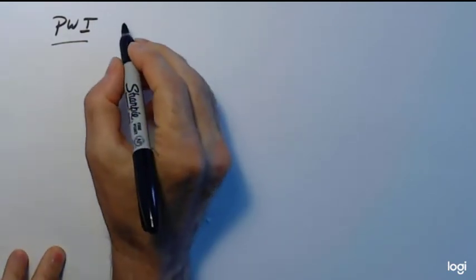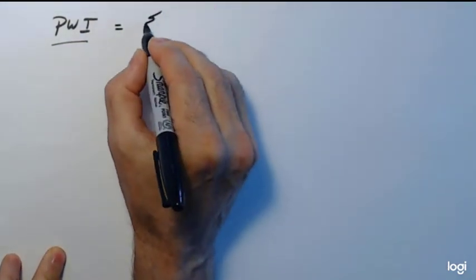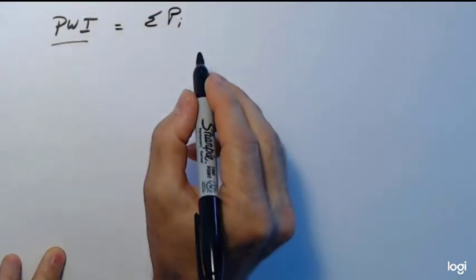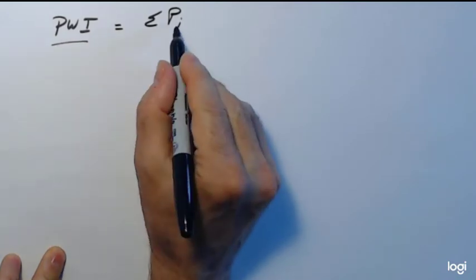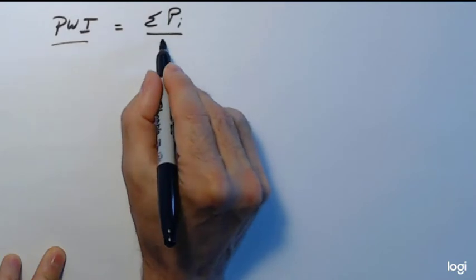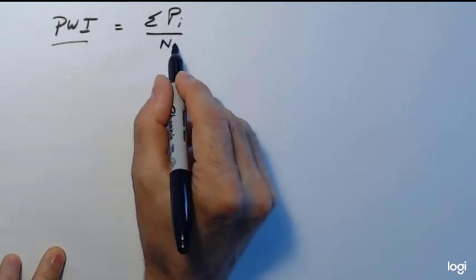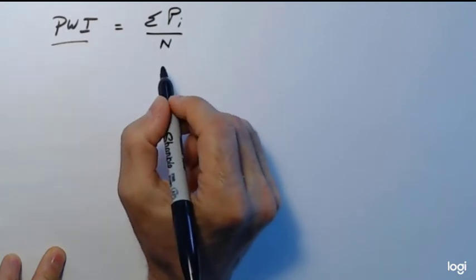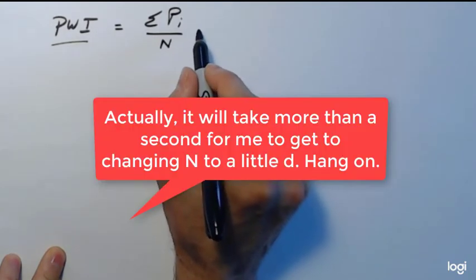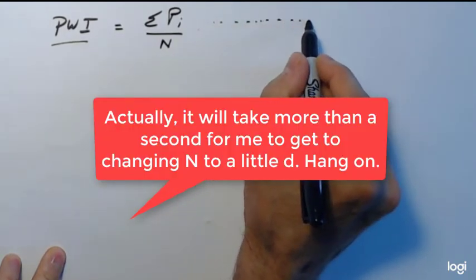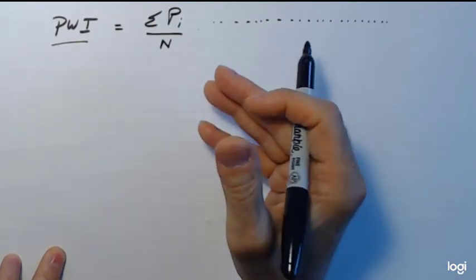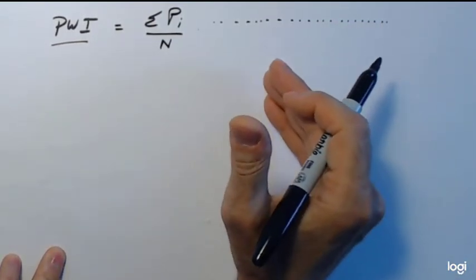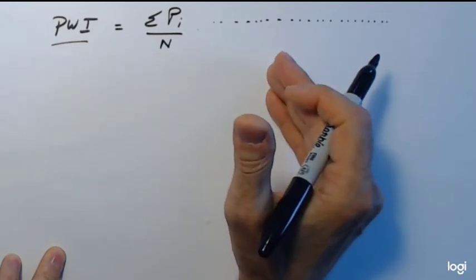So if you look at what a price-weighted index is, it's the sum of the prices in the index. That's what sigma is, the sum. P is the price of individual stock i, and you divide it by N, which I'm going to change to a little d in a second here. But what it means is you're going to add up 30 stocks across the top, 30 Dow stocks in this case, in the world today. In the world today, there's 30 Dow stocks. It's been like that for a long time.